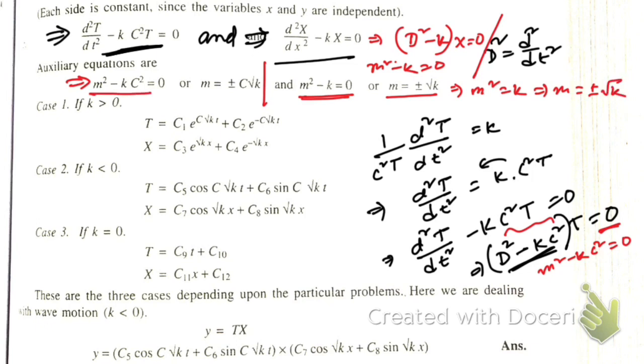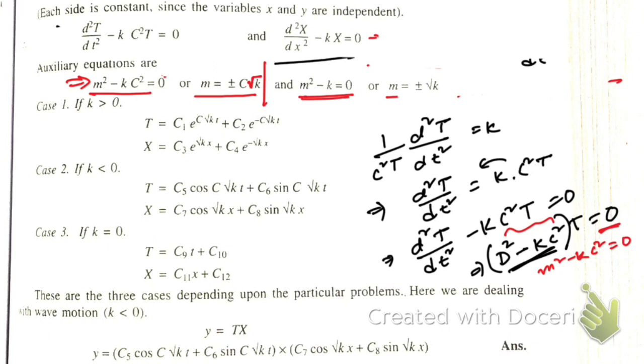And from this part, we have m square equal to k c square, and that's why m is equal to plus minus c into root k, on taking the square root. Hope you have understood this. For case 1, we have got two cases. First let me clean these things. Hope you have understood how to obtain these auxiliary equations.